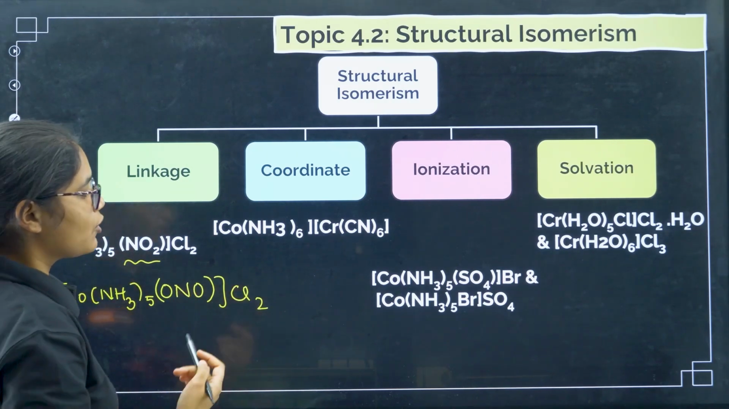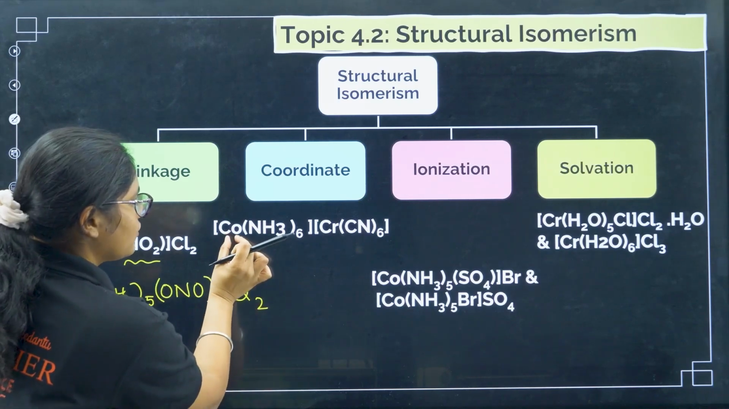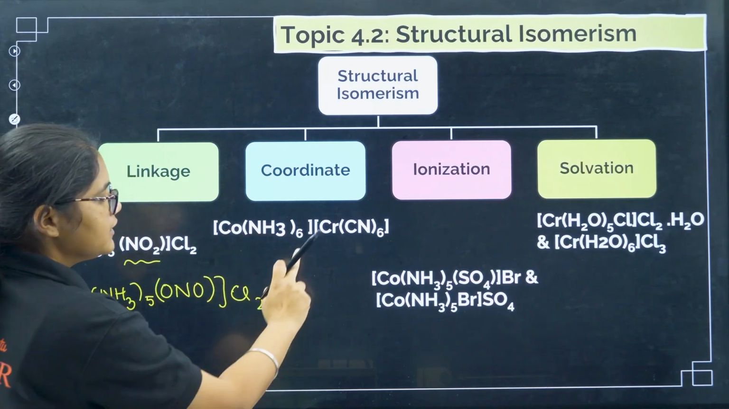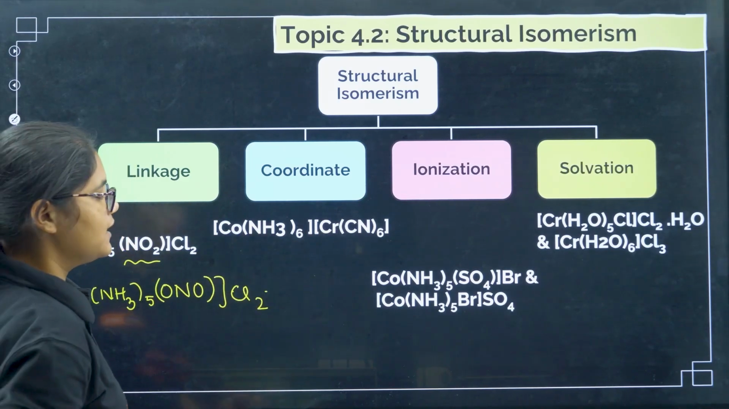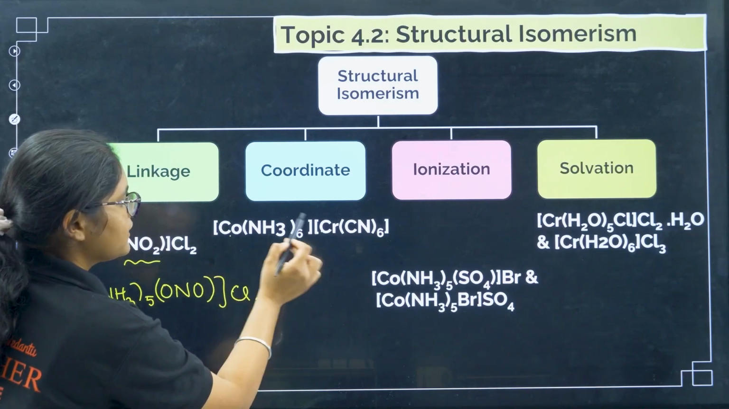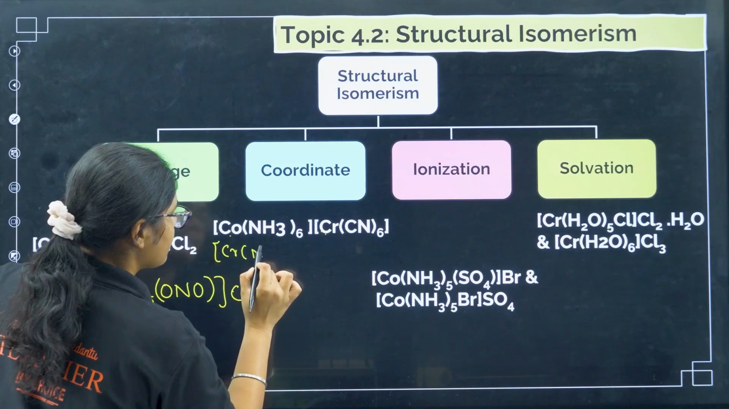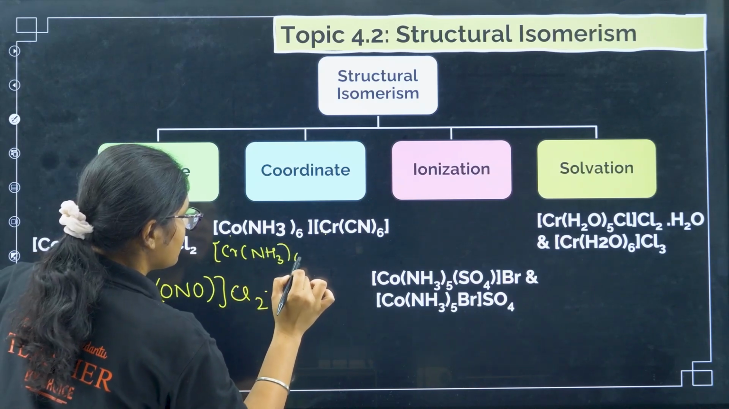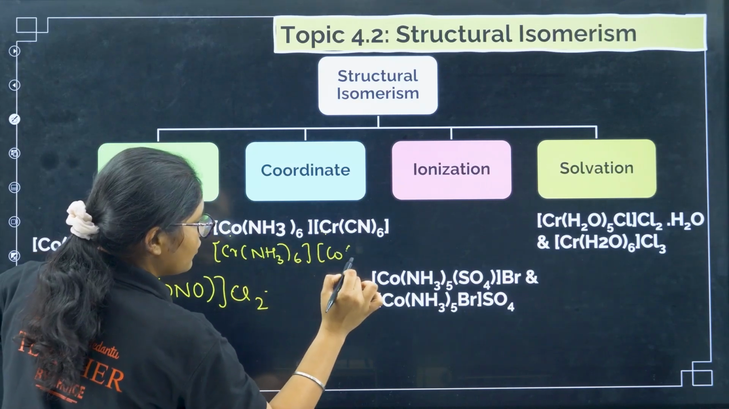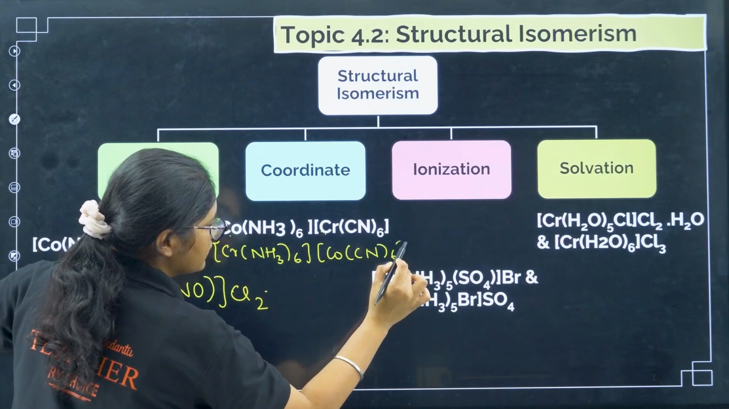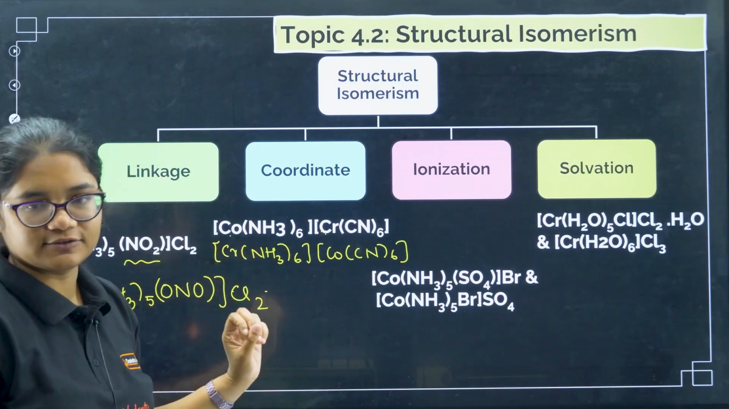Coordinate isomerism means you can see here cobalt is forming bond with NH3, here chromium is forming bond with CN. So what happens if chromium comes here and cobalt comes here? What will be the coordinate isomer? [Cr(NH3)6][Co(CN)6]. This is your coordinate isomerism.